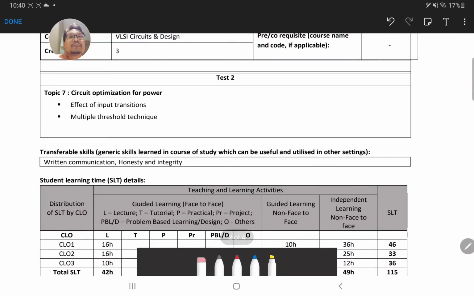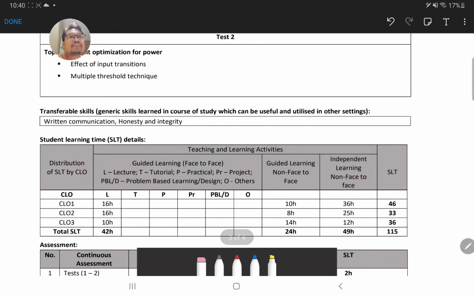And finally, topic 7, we are going to look at the circuit optimization for power, looking at the effect of the input transitions, okay, which is basically your alpha there. Your alpha is basically the probability of your input switching, okay. There's an effect of the input transitions on basically your dynamic power, okay. And then we're going to also look at the multiple threshold technique. It's a very important technique in the industry, okay. We use it quite frequently. Just to be aware that you can have a design of gates or cells that has multiple VT, threshold voltages, and we'll see what is the effect of that on the speed.